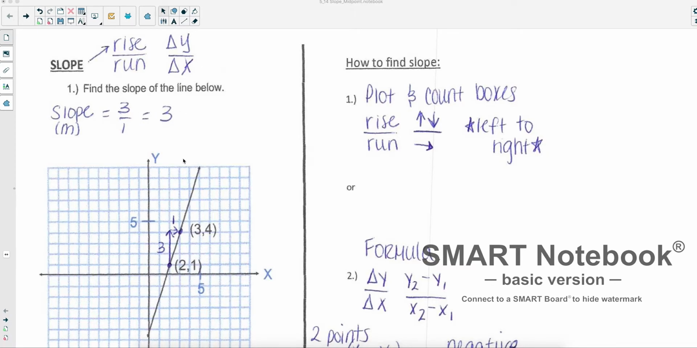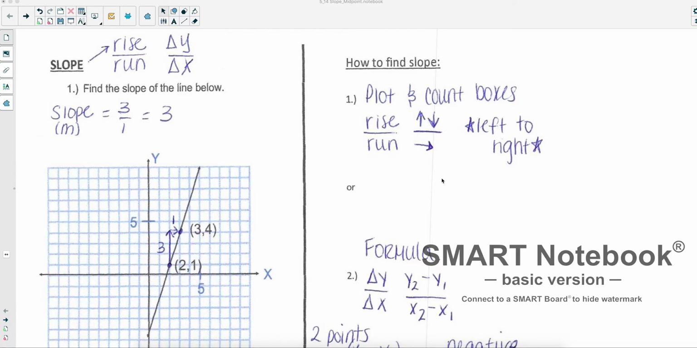To find slope, there are actually two ways. We can either plot and count boxes, meaning we plot our points and then go up or down and always to the right. Remember, you always want to start at your leftmost point. So you don't want to start at (3, 4) and go to (2, 1). We just want to start at the leftmost point and go up or down and always to the right. If your slope goes up, then that's positive. If it's going down, then it's negative.